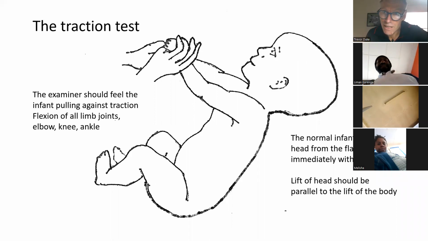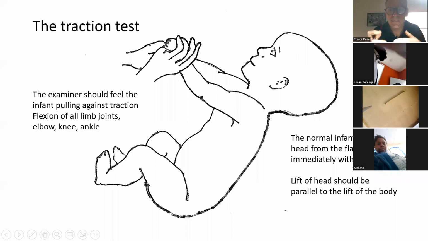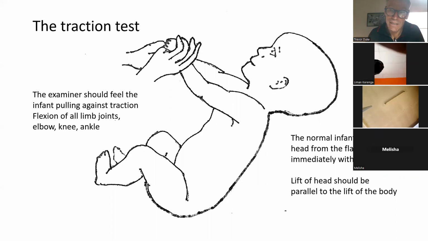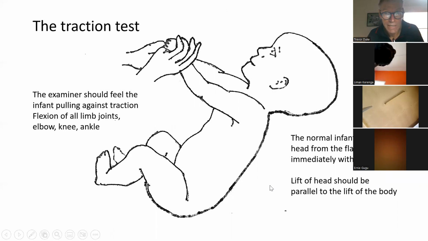The normal infant lifts their head from a flat surface immediately. When you start pulling them up, their head doesn't lag, so their head should lift up first. They only have head lag up until the age of about 2 months, and beyond that, they should be able to lift their head up as you pull them up. When you lift them up with this traction test, their head should be in parallel with the lift of their body. When you're lifting their body, their head should come up as well. That's the traction test, and it can tell you something about where their hypotonia is, whether it's central or peripheral.